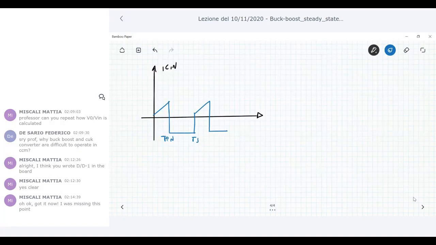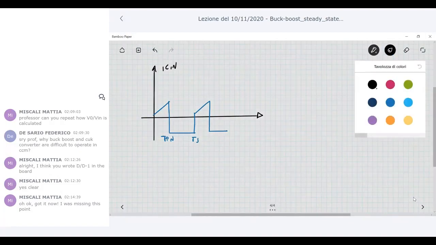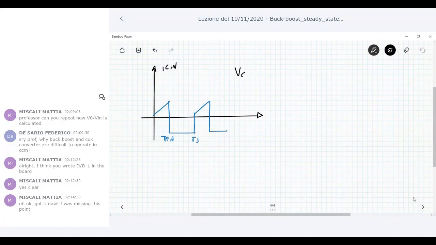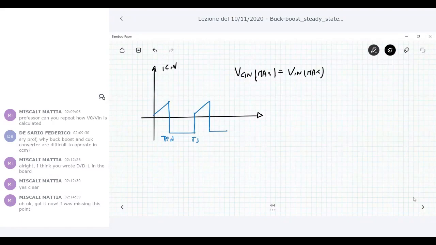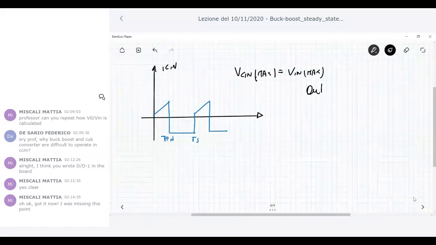Another important parameter for a capacitor is the working voltage, which is the maximum voltage across the capacitor. In that case, the input capacitor has a maximum voltage VC in, which is the maximum input voltage V in. Maximum. Okay. Move to the output capacitor. Okay.